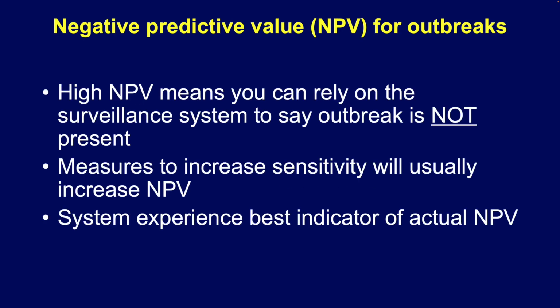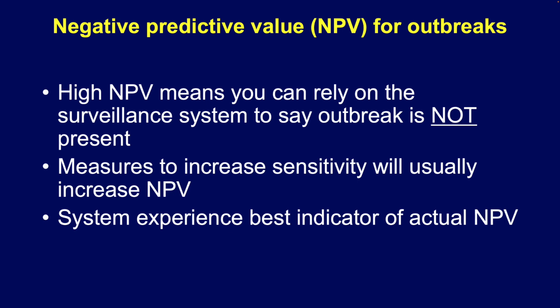And then there's the negative predictive value for outbreaks. When the negative predictive value for outbreaks is high, that means that when a system is not signaling that there may be an outbreak, you can reliably expect that there's not an outbreak happening. A way to increase the negative predictive value is by increasing the sensitivity. And the way you can know that it actually works is just to gain some experience over time by trial and error with the surveillance system.